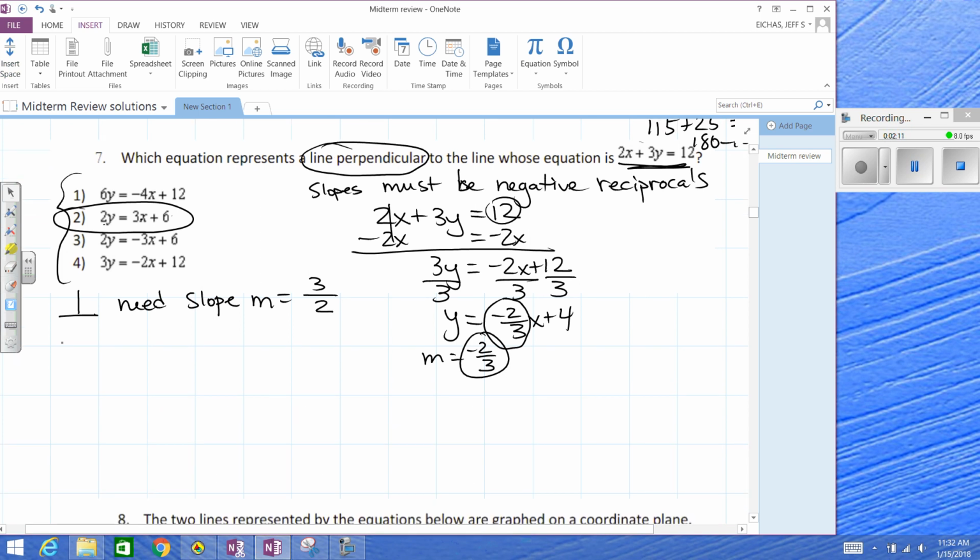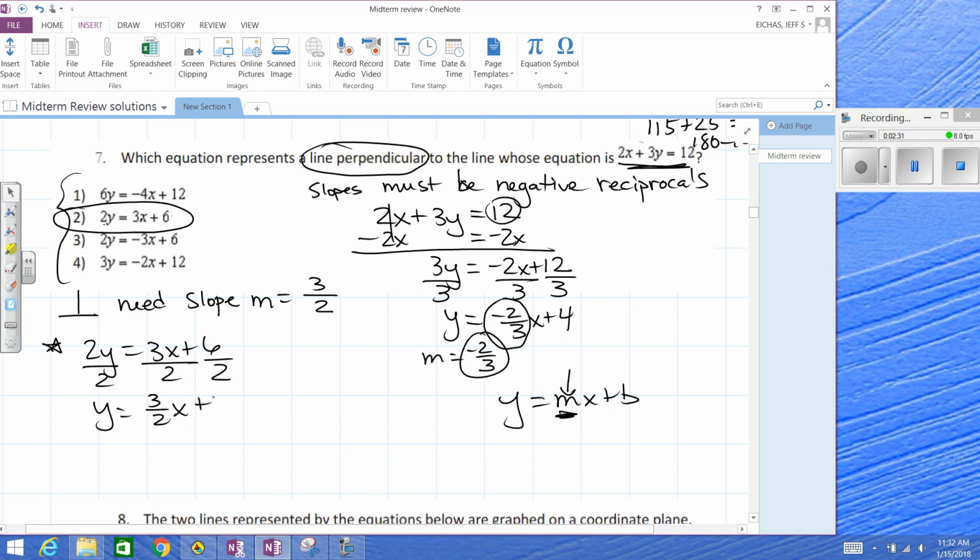All right, so let's take the right answer, number 2. 2y equals 3x plus 6. To get y equals mx plus b format again, that gets you the slope next to x. That's the best move for this one. We're going to divide every term by 2, and it's 3/2 x plus 3. That's the one we want, because we wanted the slope to be 3/2.